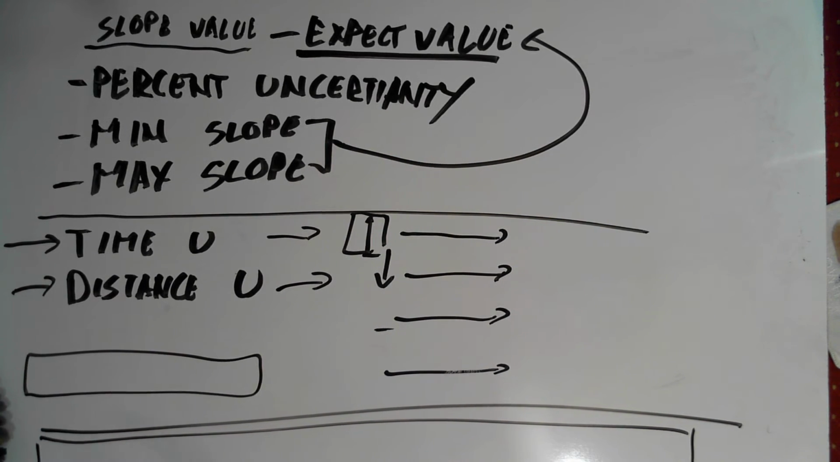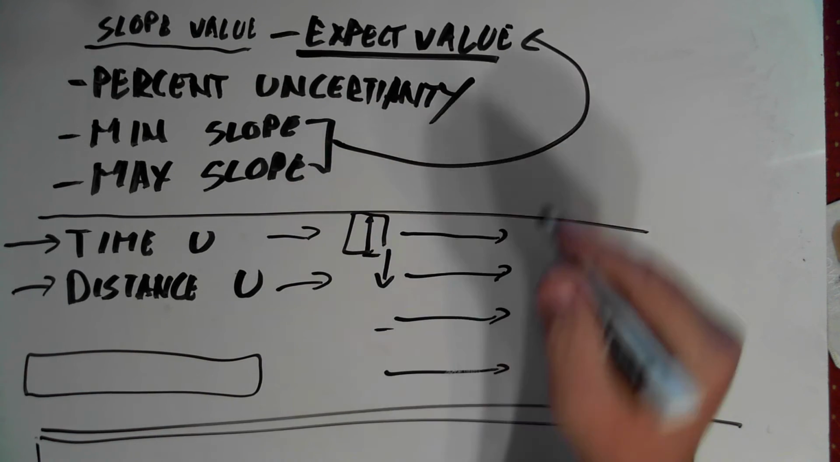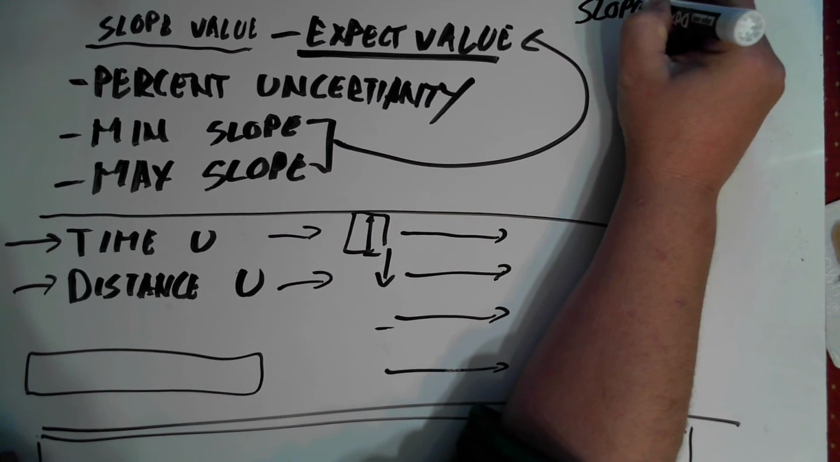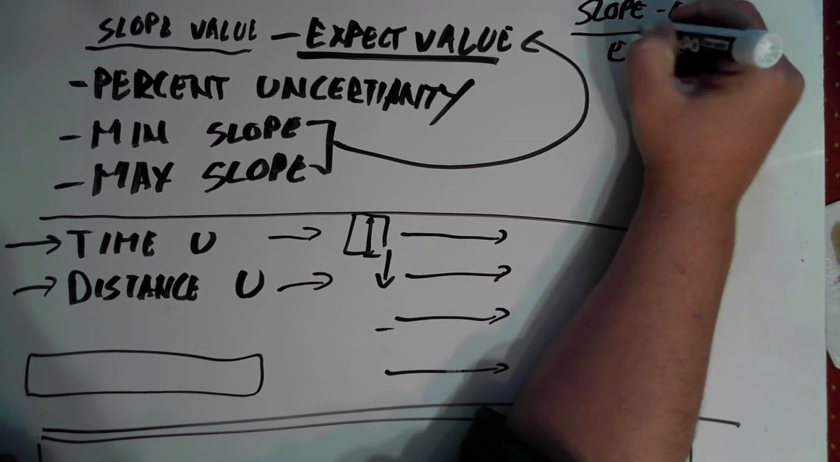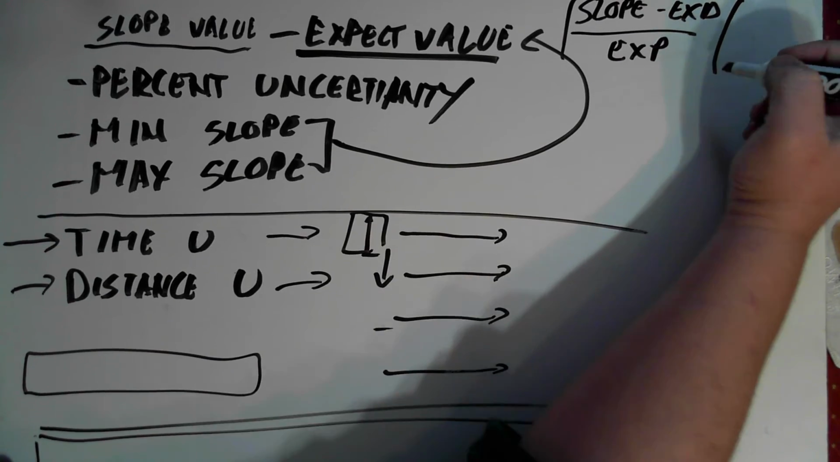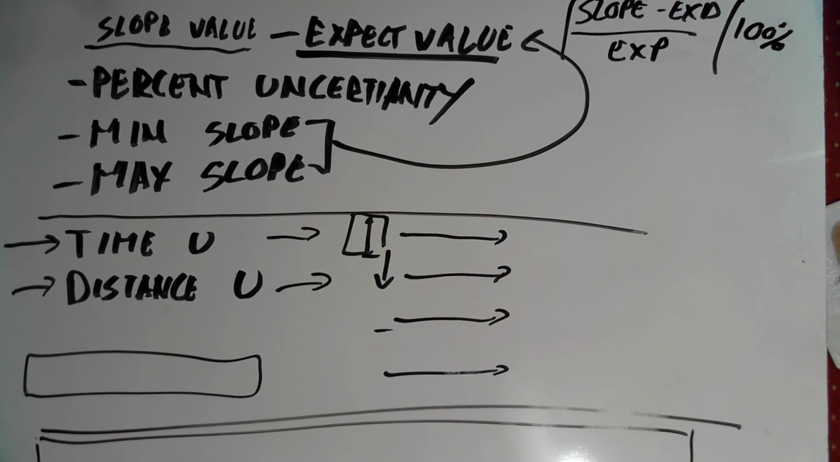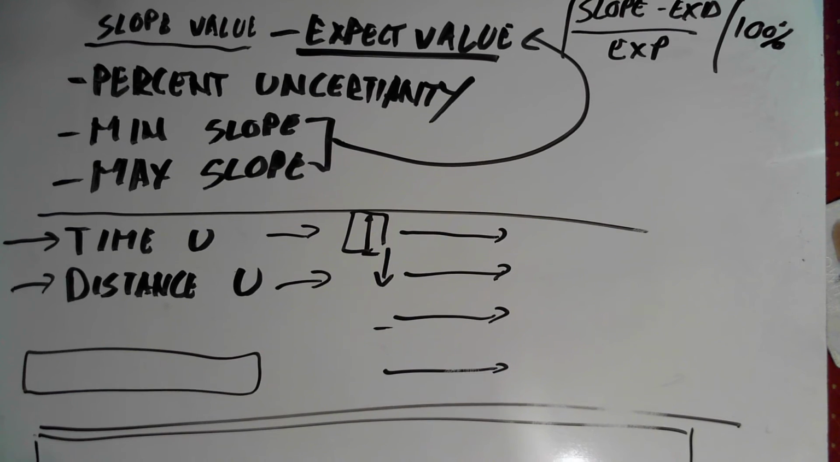There is one thing I forgot to mention here. If you have an expected value, this is what you should do with it. You're going to take the difference of your slope and your expected value, and you're going to divide by your expected value, take the absolute value of that, times 100%. And that is what's called percent discrepancy, which means that I have an expected value and I have a discrepancy from that expected value.